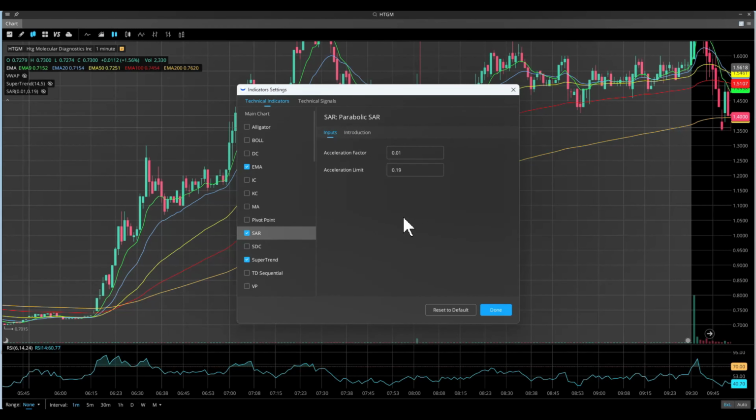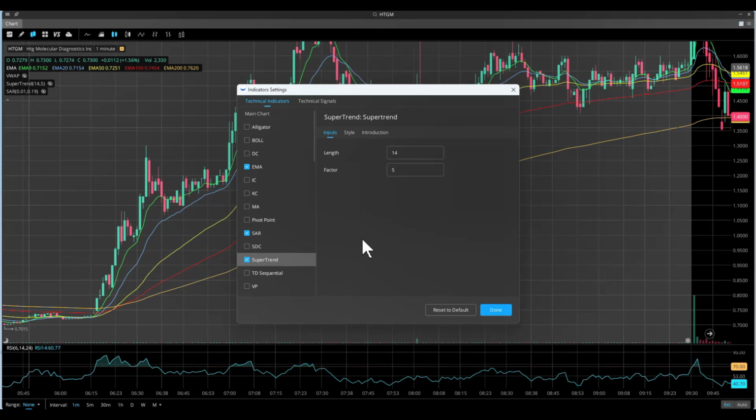The next indicator is going to be SAR. On some platforms it is known as PSAR. On Webull, it's labeled as SAR. The only thing that you can change on SAR on Webull is acceleration factor. Set that to 0.01. Acceleration limit, set that to 0.19.